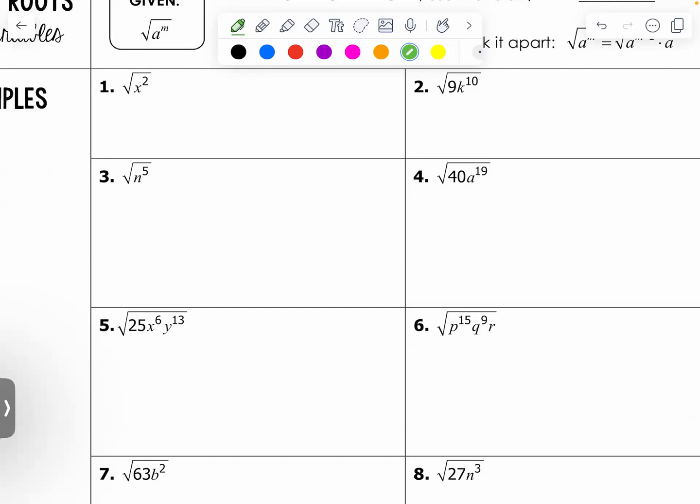Then you just got to keep going. So I suppose 25. 8 can be separated into 4 times 2. 4 times 2. Okay.